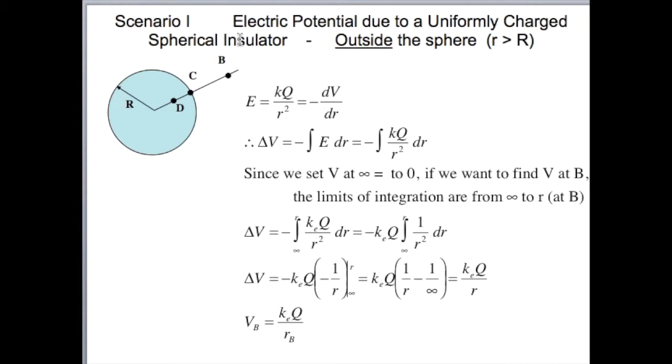Okay, so the electric potential due to a uniformly charged spherical insulator. Right, so it's uniform charge inside, uniform charge density. It's an insulator, meaning that the charge is distributed inside, right? It's not all sitting on the surface the way it would on a conductor.